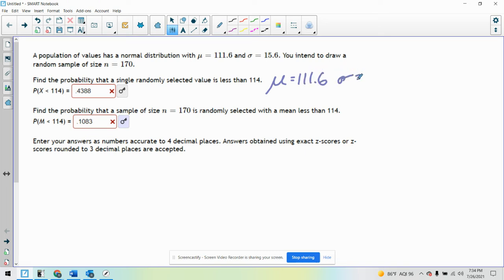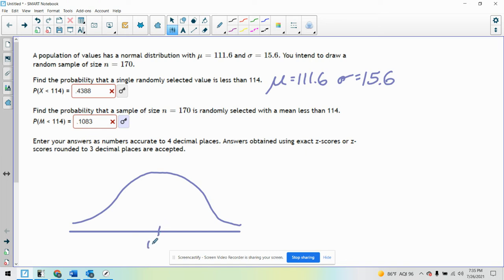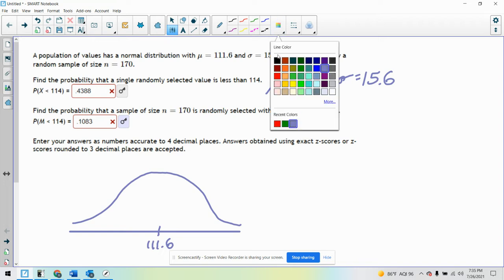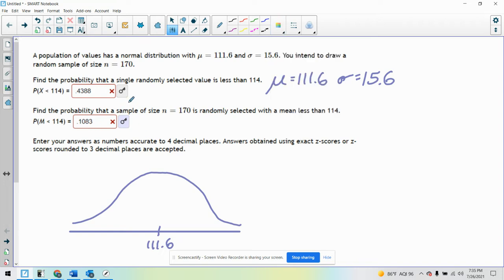and sigma of 15.6. So basically, what it wants is for you to figure out the area under this normal curve. So we have our curve here. Right in the middle, we have our mu, 111.6. They want us to find the probability that a randomly selected value is less than 114. Here's 111.6, so 114 will be somewhere here. So we're looking for this area.